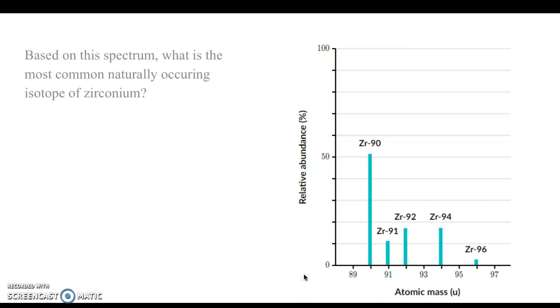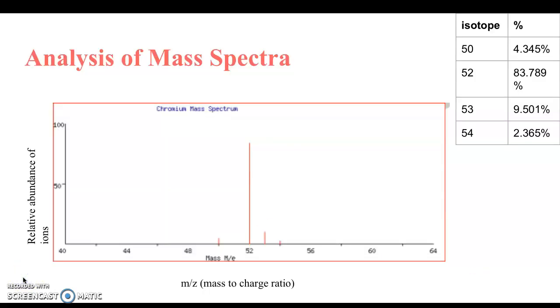Now let's look at a type of question. Based on this spectrum, what is the most common naturally occurring isotope of zirconium? Zirconium-90 is the most naturally occurring because it has the highest peak, followed by, it's hard to tell, zirconium-94, 92, then 91, then zirconium-96.